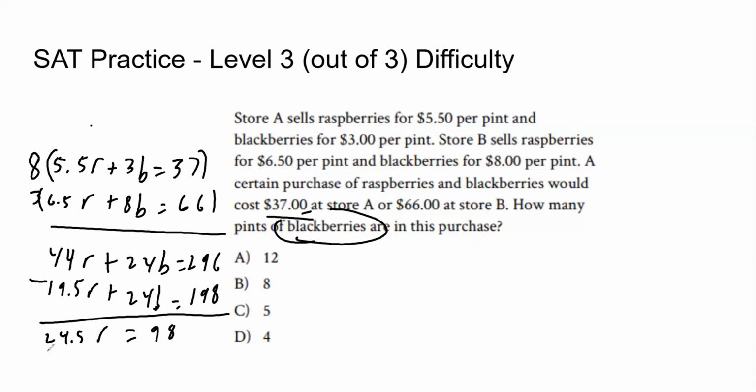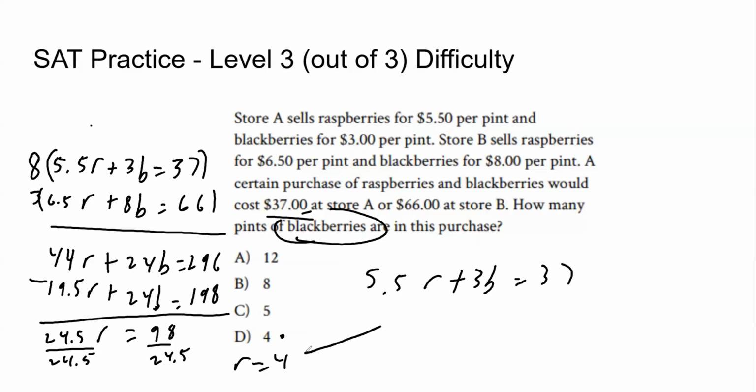I'm going to divide by 24.5, so I get R equals 4. Now you're tempted to put D, but that's raspberries. We've got to find blackberries. So I'm going to substitute into one of the equations. I'm going to say 5.5R plus 3B equals 37, and I'm going to take the R and substitute it in.